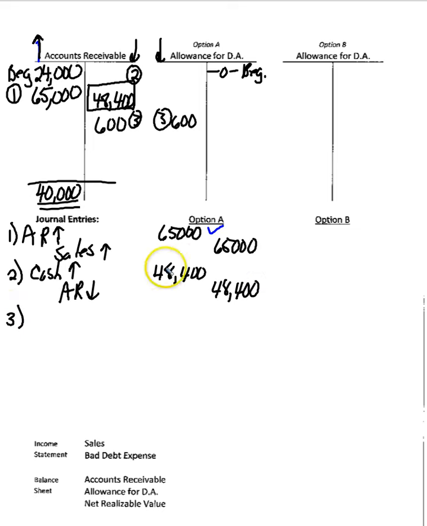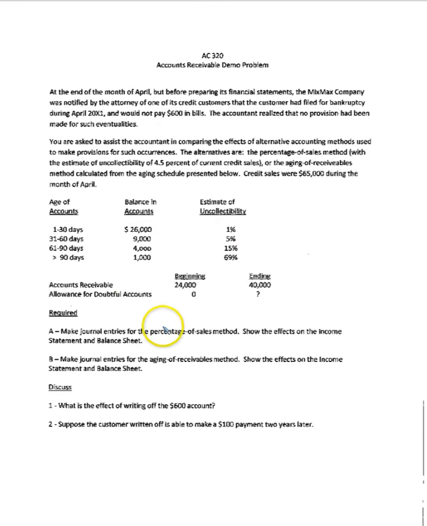Okay, so we've got that. Let's go ahead and make journal entry number 3. We're going to reduce the allowance account, 600, and reduce accounts receivable, 600. And that was already in the narrative, provided us that number. Okay, so let's go read option A.